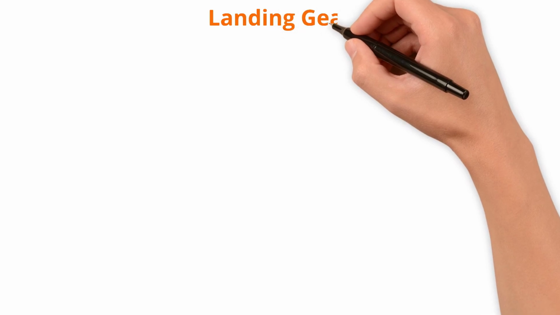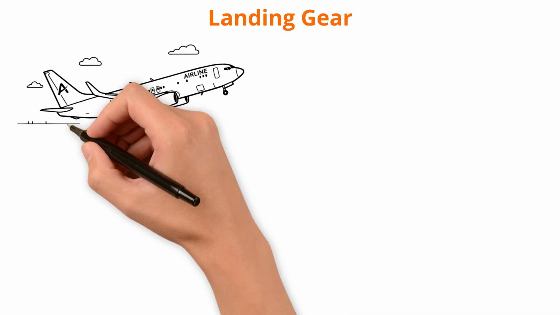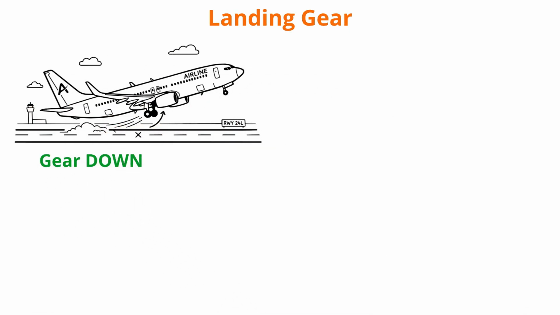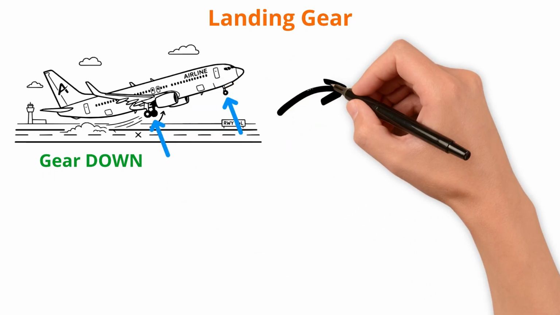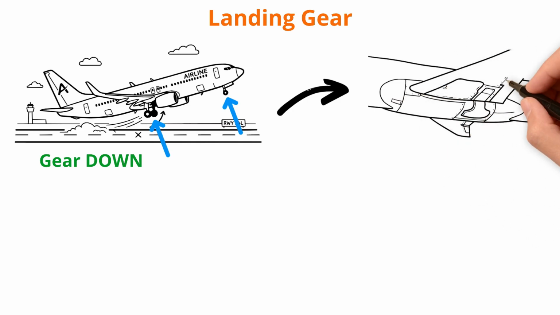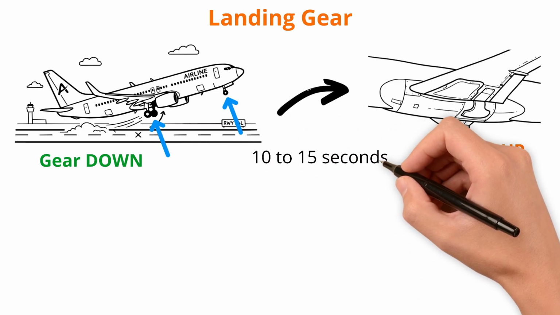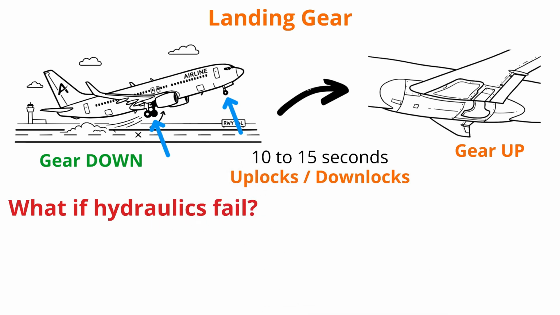Landing gear. One of the heaviest, most mechanically complex systems on any aircraft, and entirely hydraulically operated on commercial aircraft. When the crew selects gear up after takeoff, hydraulic pressure releases the uplocks, pushes the gear into the wheel wells, and locks it in the retracted position. When the crew selects gear down, hydraulic pressure releases the downlocks, extends the gear, and locks it in the down position. The whole sequence takes approximately 10 to 15 seconds.